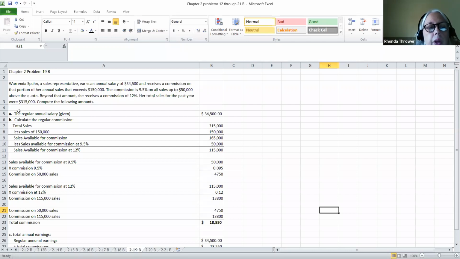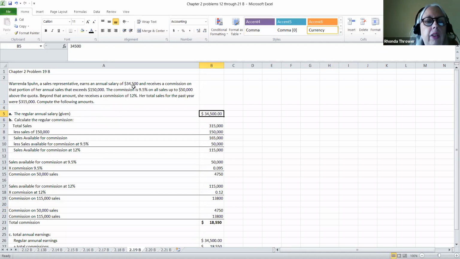So her total sales for the past year were 315,000. So that means she's going to get both commissions. So we've got to be able to figure out how to do that. The regular annual salary was the given amount. So in A, they just ask you for what they would already stated. This is the annual amount of salary.